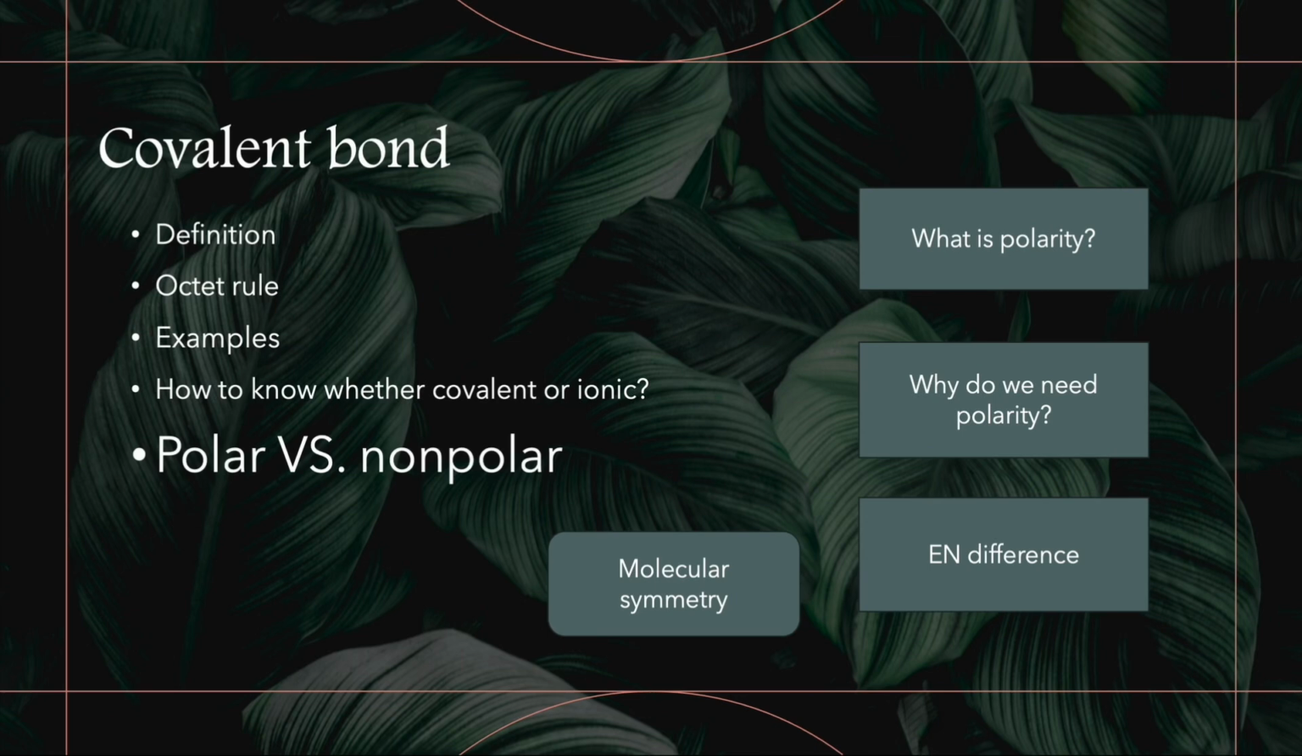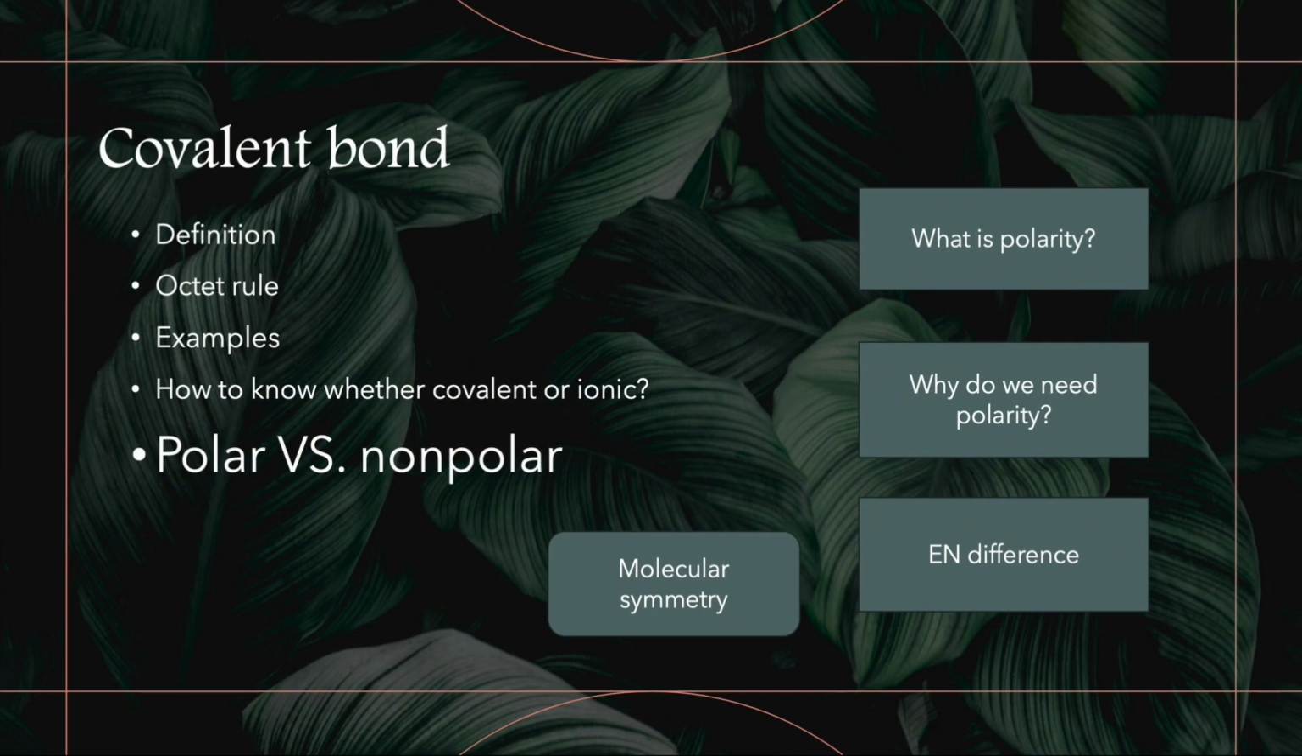Okay? Another way to determine if a covalent bond is polar or nonpolar is molecular symmetry. So, in a nonpolar molecule, if the bond dipoles cancel out due to symmetry, that will be nonpolar, such as in carbon dioxide or methane. But in a polar molecule, if the bond dipoles do not cancel out, making one side slightly negative and the other positive, that's for a polar molecule. We have it, for example, in water.